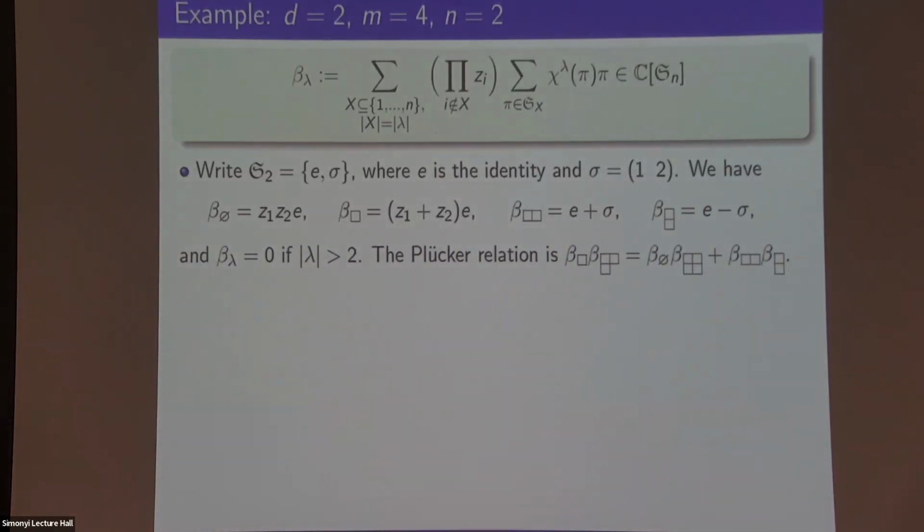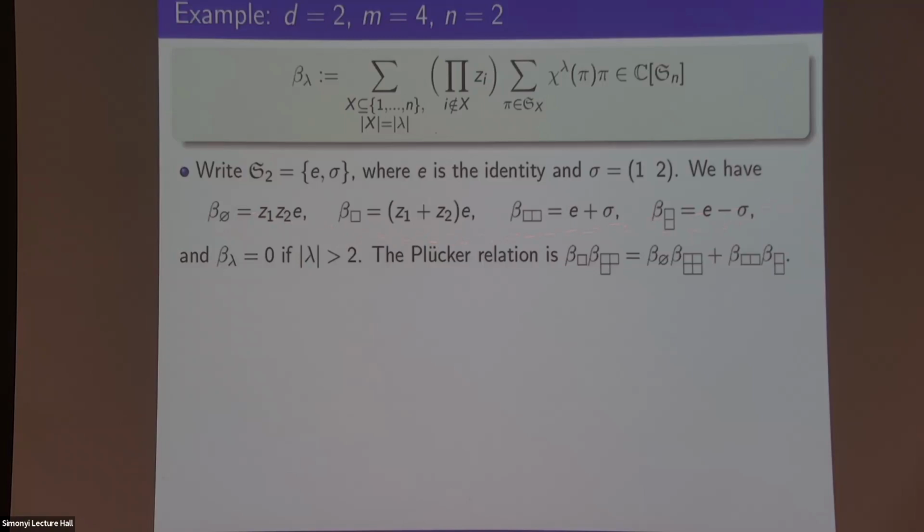Okay, so just to be concrete, let's consider the same example as before. d is 2, m is 4, and let's take n equals 2. So my Wronskian has two zeros, negative z1 and negative z2. In this case, my symmetric group is S2. It has two permutations, the identity and the transposition sigma. And if lambda has size bigger than 2, then beta lambda is 0. So these are the only non-zero beta lambdas.